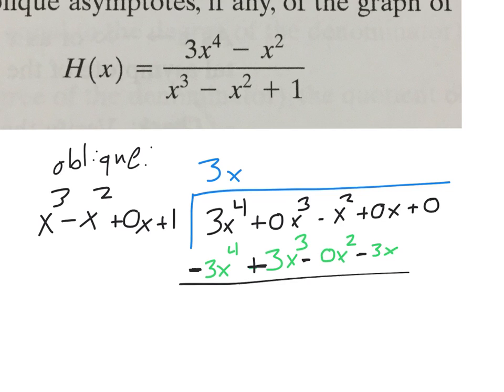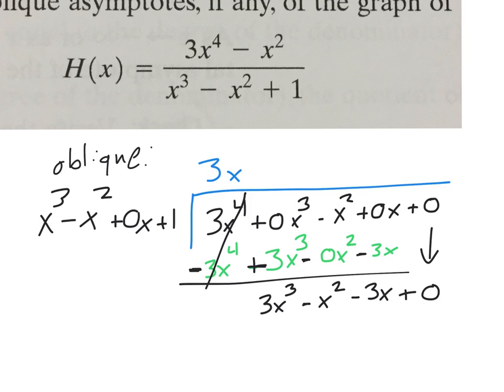Okay? So now, we're going to go ahead and simplify this. 3x to the fourth minus 3x to the fourth is 0. 0x to the third plus 3x to the third is 3x to the third. Negative x squared minus 0x squared is minus x squared. 0x minus 3x is negative 3x, and 0 has nothing with it, so I'm going to bring it down. Okay? Bring down your last term.